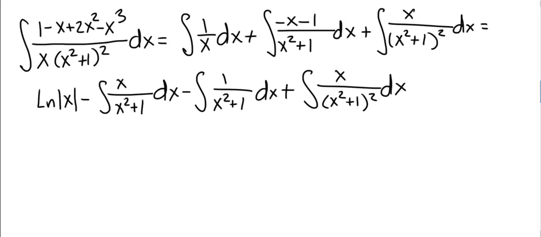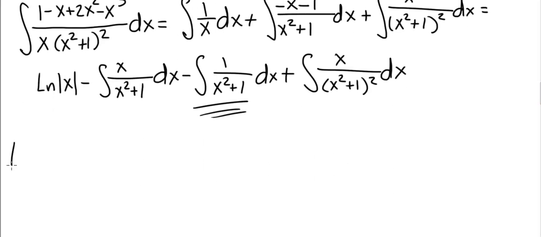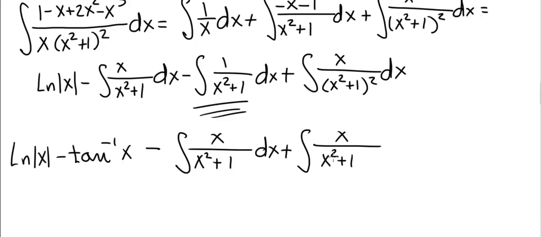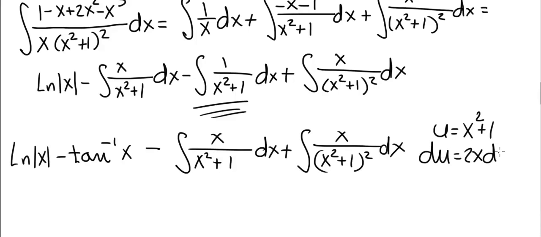This integral again is known, so we have ln of absolute value of x, minus, the integral of 1 divided by x² + 1 is inverse tangent of x, minus the integral of x divided by x² + 1, plus the integral of x divided by (x² + 1)². Now we can do both of these integrals by the same substitution. Let u be x² + 1. du is 2x dx, so 1/2 du is x dx.